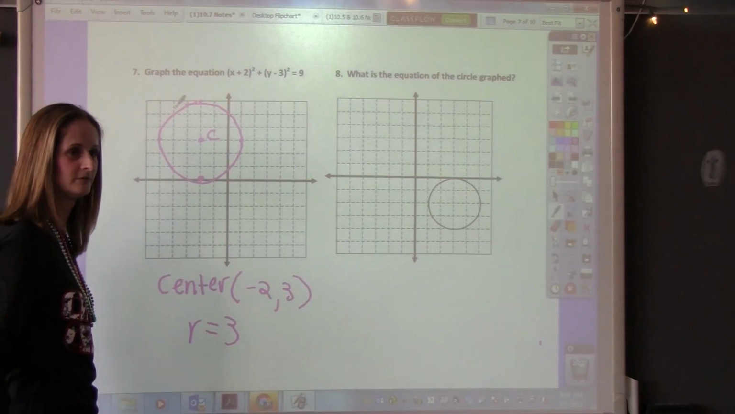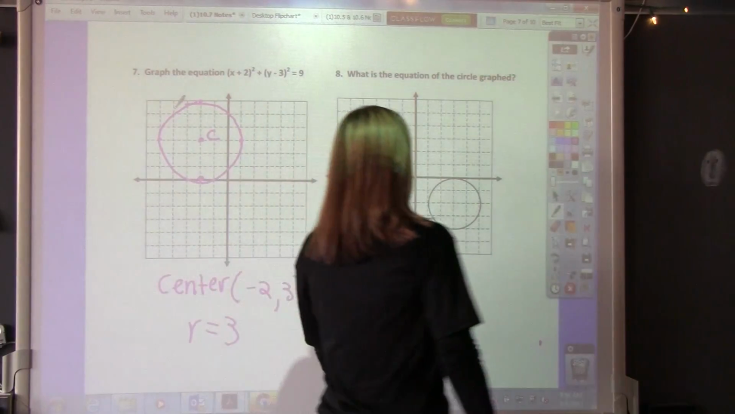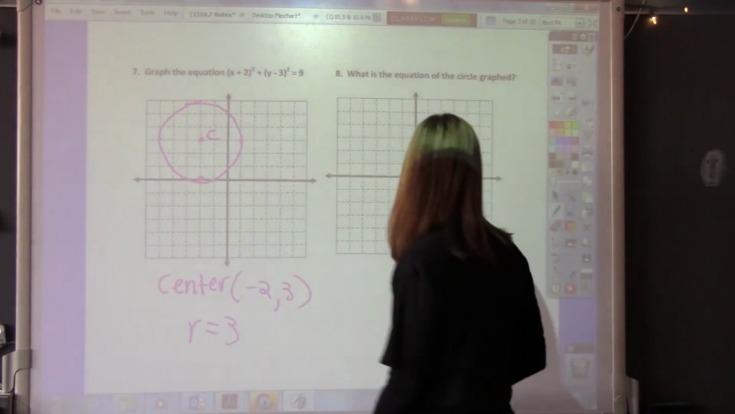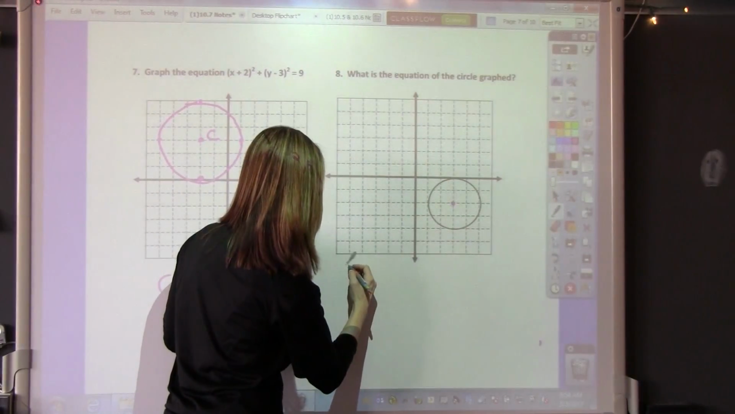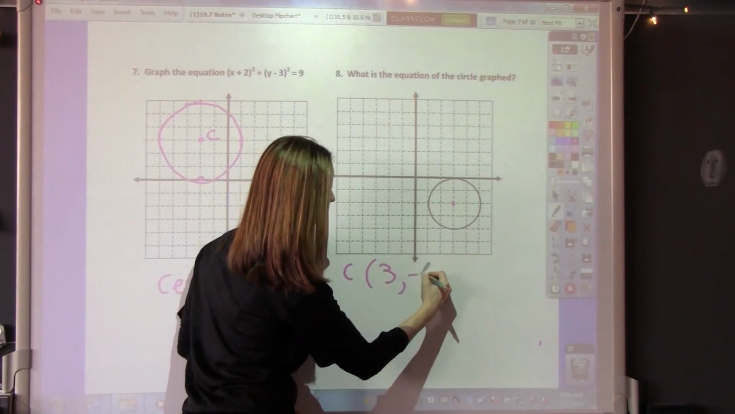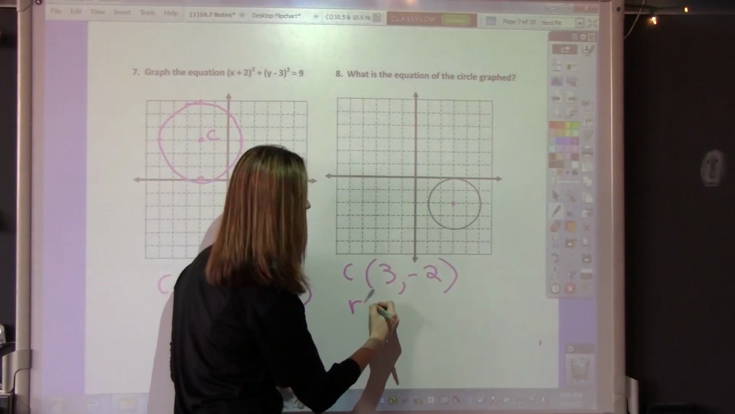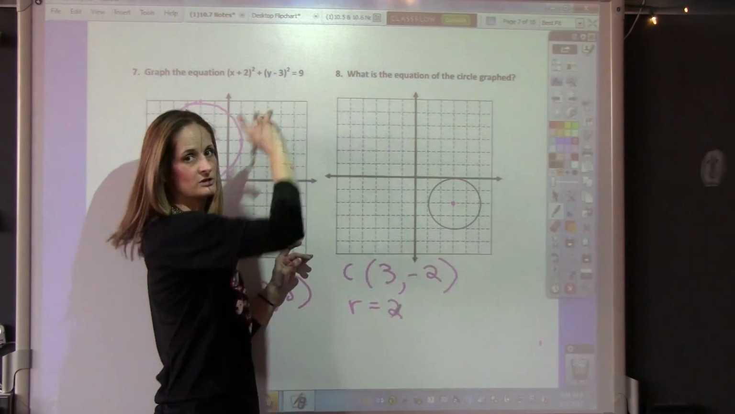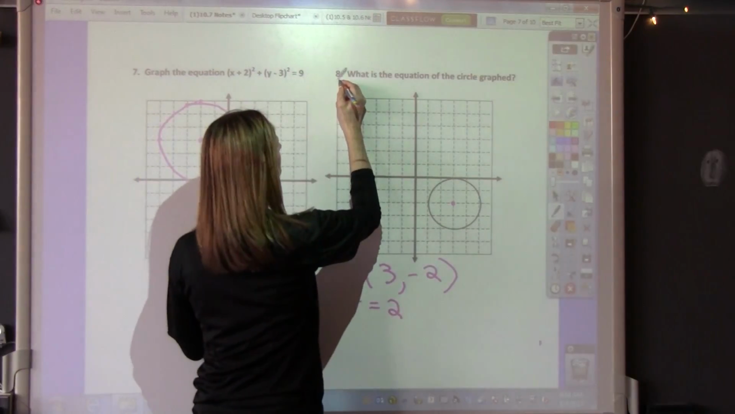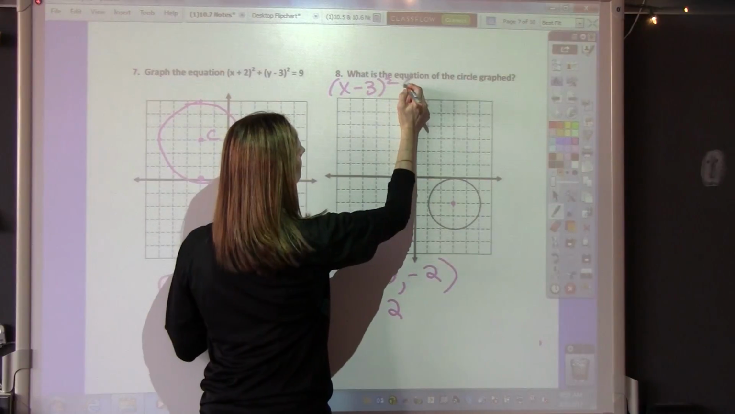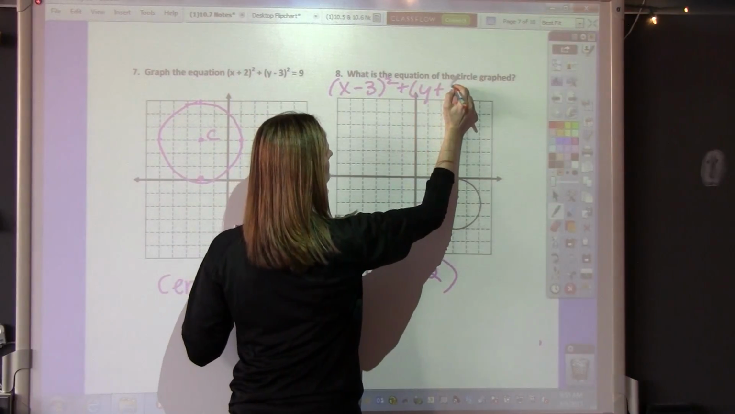Is that a better circle? All right, what's the equation of the circle? First of all, the center is at 3, -2 and the radius is 2. So the equation is, I'm going to write it up here just to make sure, (x - 3) squared plus (y + 2) squared equals 4.